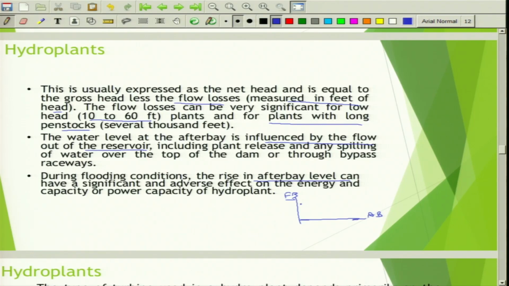Due to the flood, if there is a water spillage over the reservoir and a significant increase in the afterbay height, that means the overall gross head will now decrease. Ultimately the power generation depends upon the height difference, the potential difference between the reservoir and the afterbay, right. So if, due to any reason, there is a shoot up in the afterbay water outflow, then there is an overall reduction in the power generation, right.